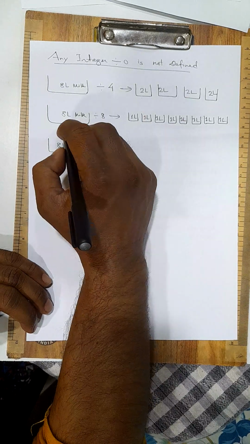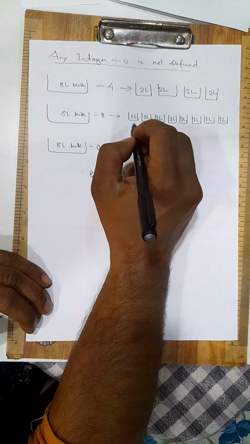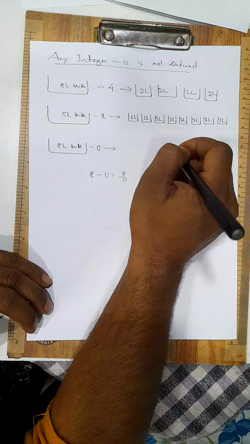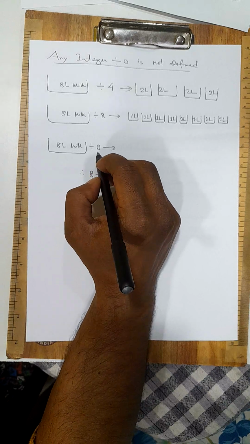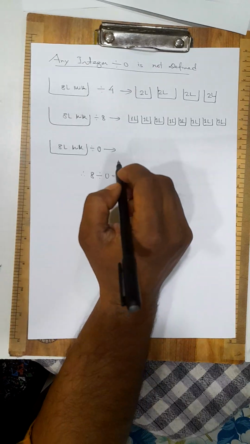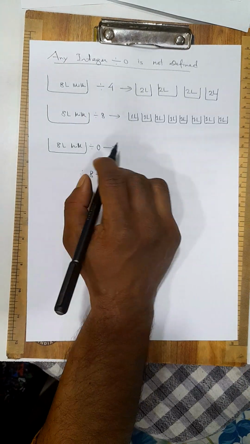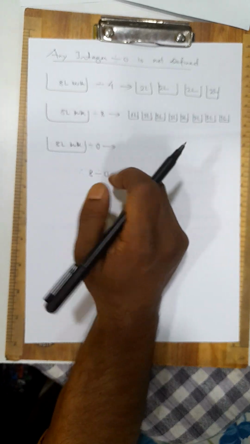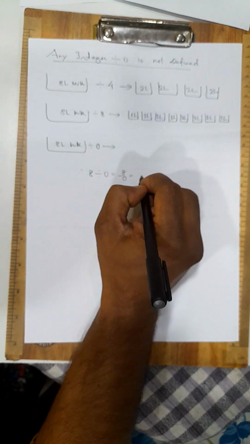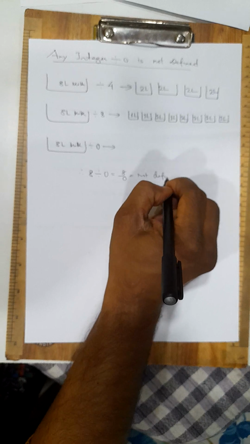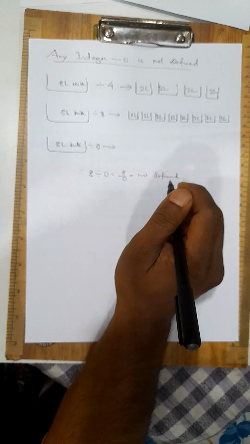Now think about 8 liters of milk divided amongst 8 containers. So each container will receive 1 liter of milk. Now, what would happen if 8 liters of milk is divided by 0 containers? Does it make any sense? 0 containers means no container. So it is practically impossible. So we say 8 divided by 0, or 8 by 0, is not defined. Right?